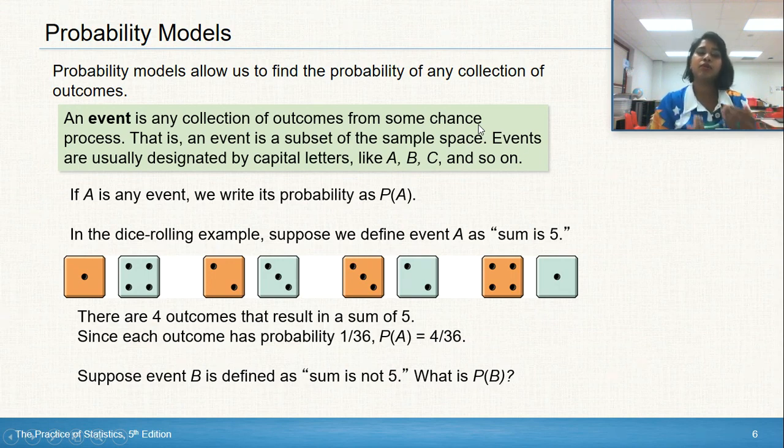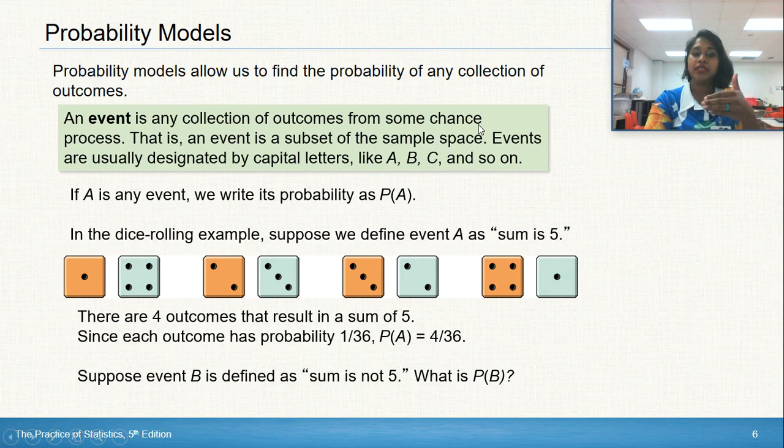So that's what we're talking about when we talk about those events. Suppose event B is defined as sum is not 5. So that would be all of the remaining other probabilities. We're actually going to learn what this vocab is when we're talking about the events outside of it, or the probability outside of an event. We actually call this a complement, and we'll learn that vocab word in just a little bit.